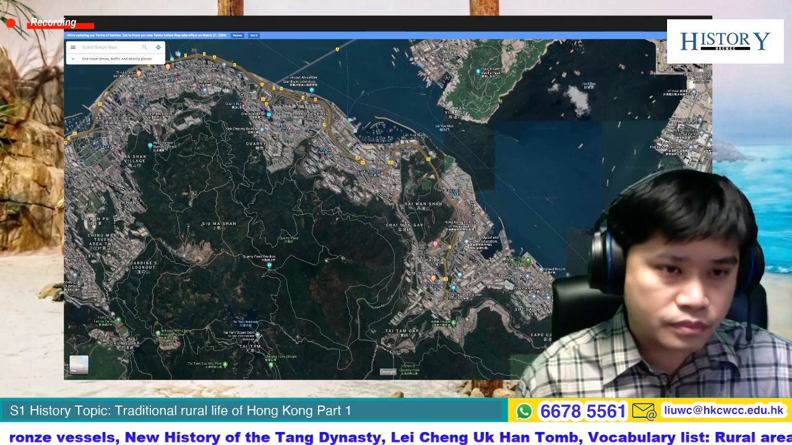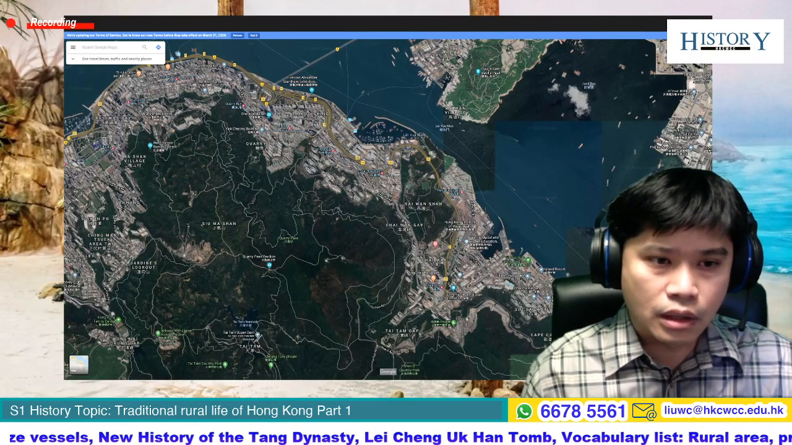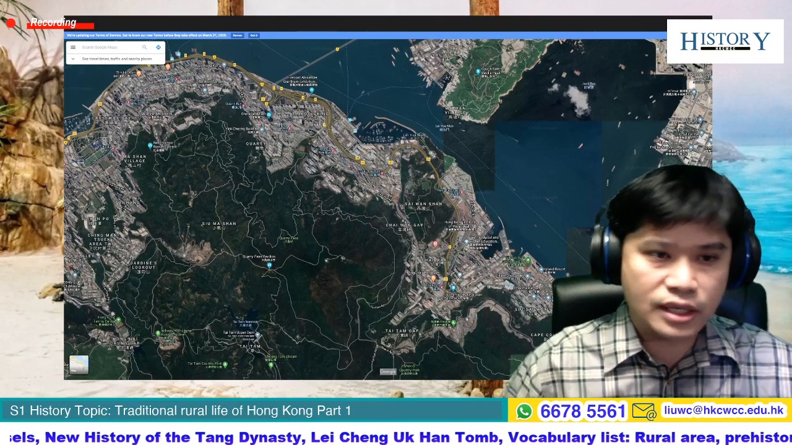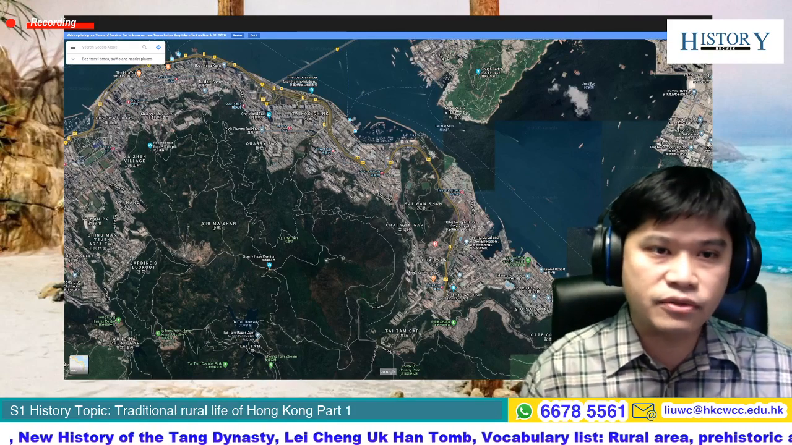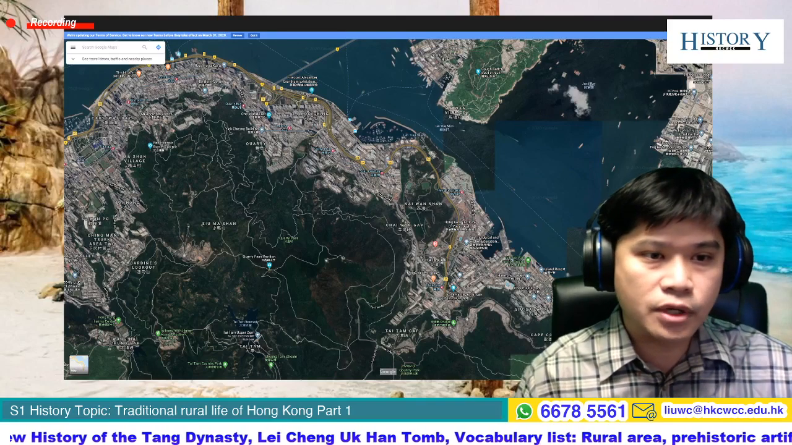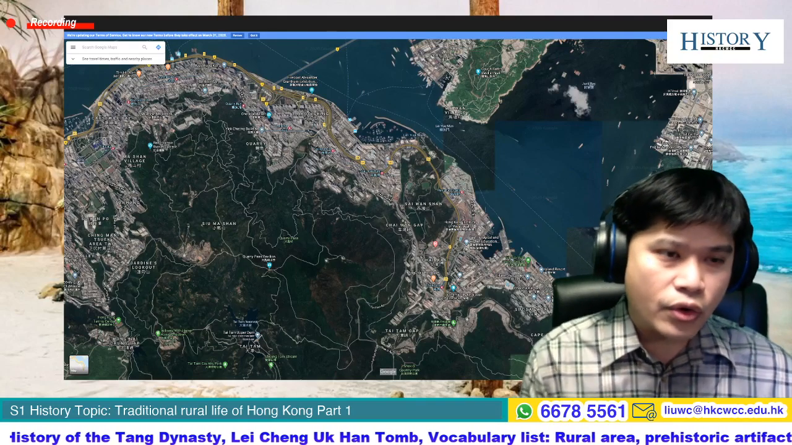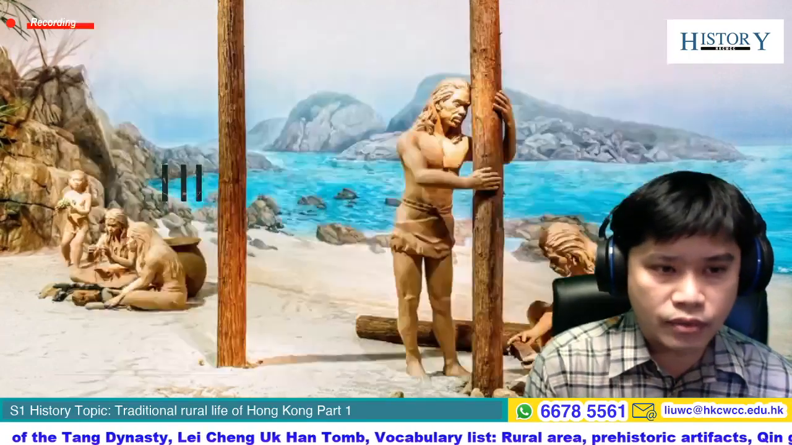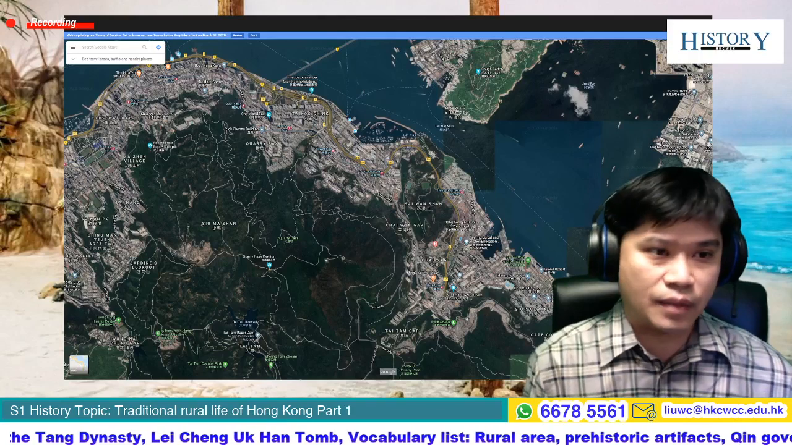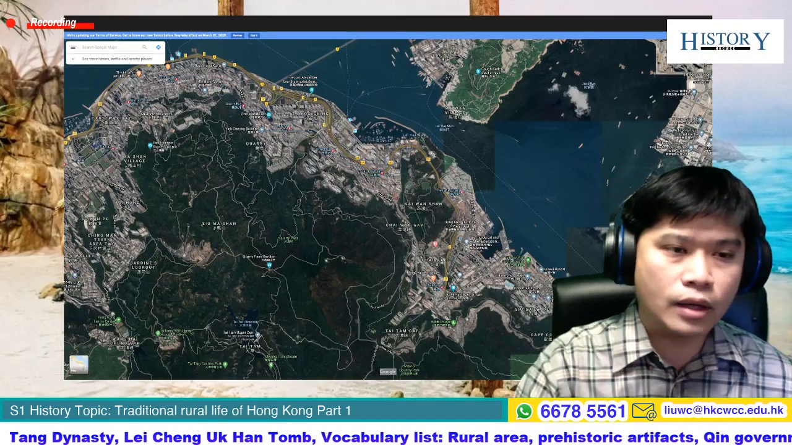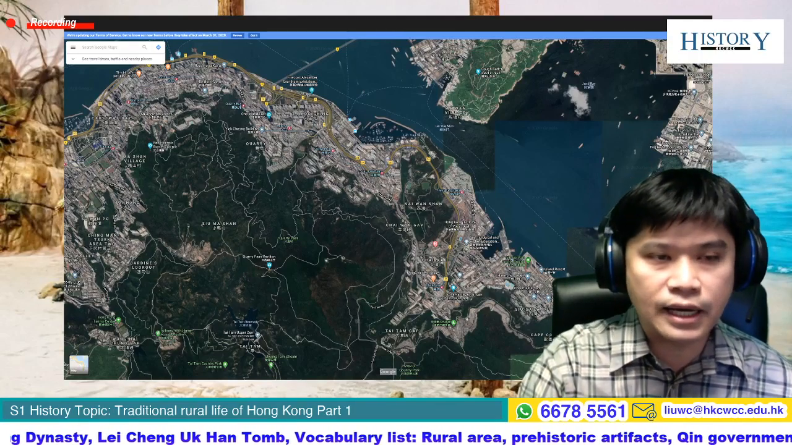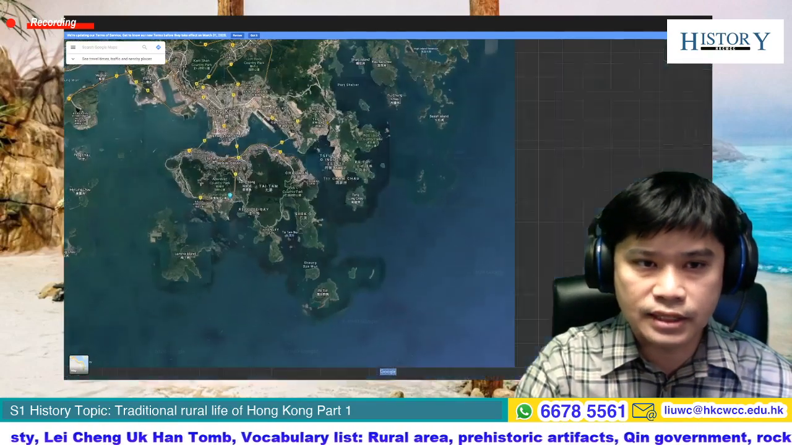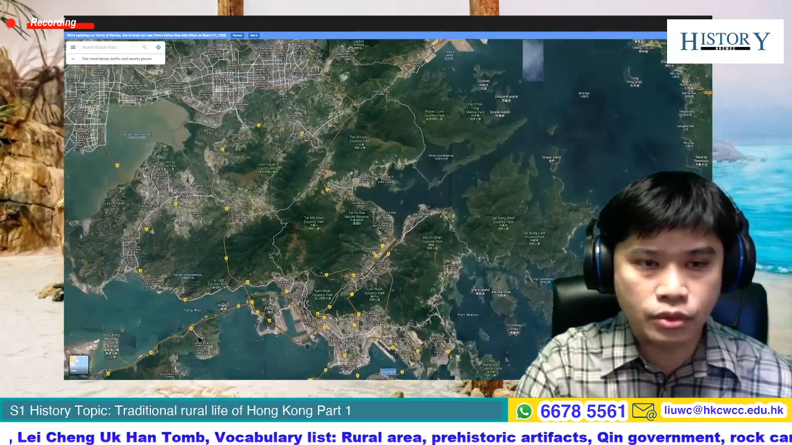Therefore, we can observe modern buildings, the transport network and factories in the urban area. All this area has been developed. Then what about the rural area? That's not developed. And there is one important element in the rural area. Let me show you.